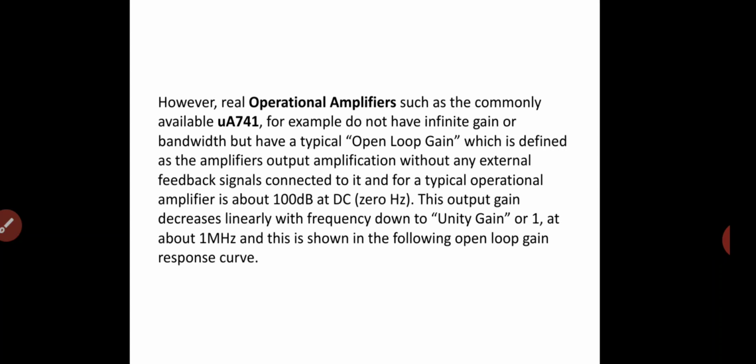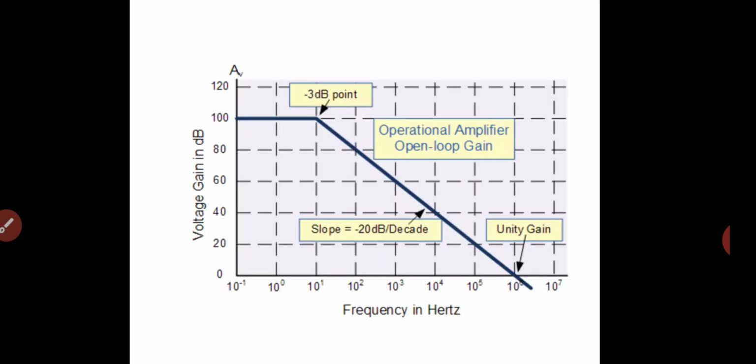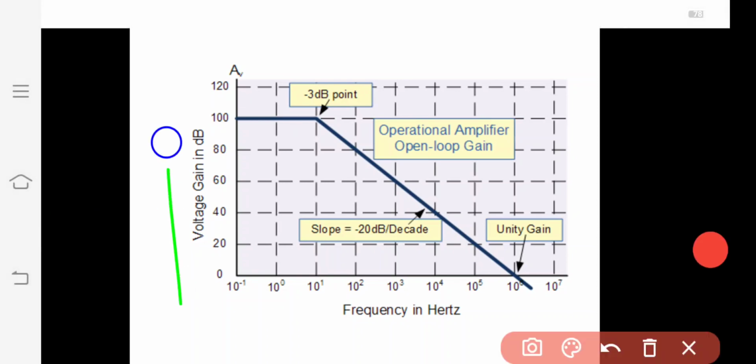Operational amplifiers such as the commonly available UA741, for example, do not have infinite gain or bandwidth but have a typical open loop gain, which is defined as the amplifier's output amplification without any external feedback. So the frequency and voltage graph is shown in the figure. This is the voltage gain. This is the frequency in hertz.